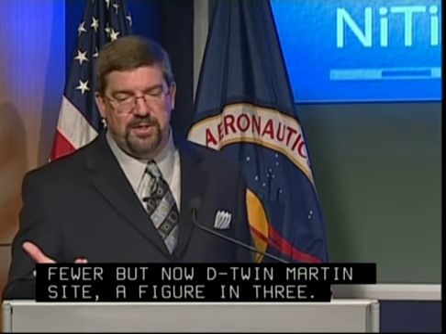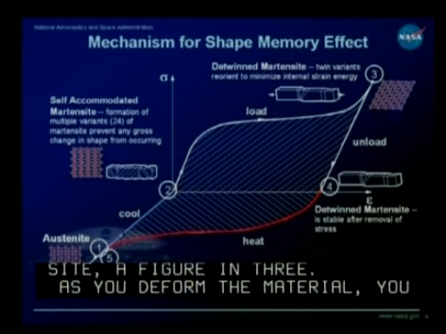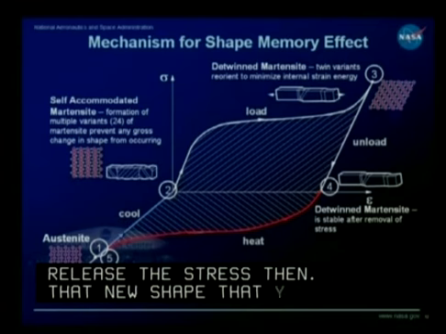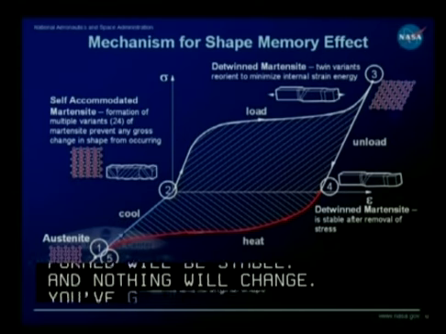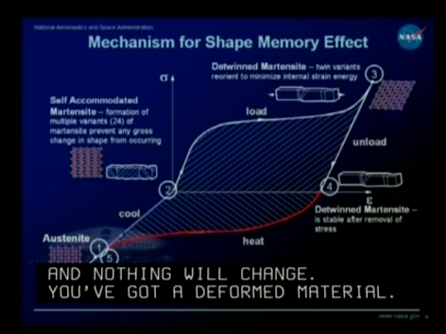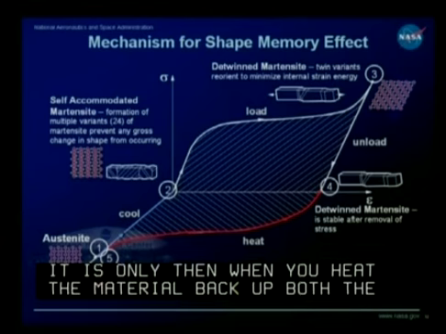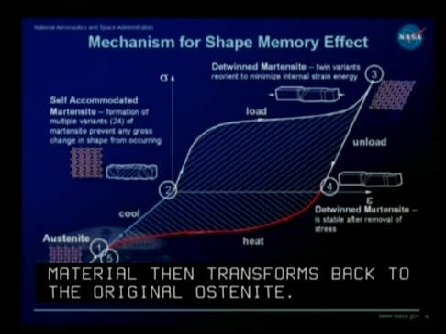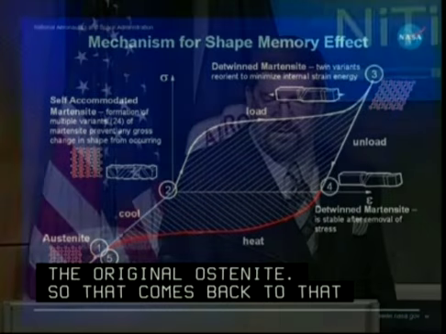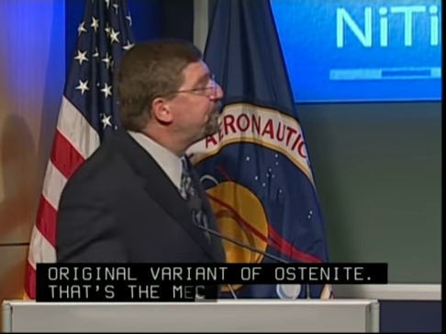So as you deform the material, you release the stress then. That new shape that you've just formed will be stable and nothing will change. You've got a deformed material. It's only when you heat the material back up that it will transform back to the original austenite, and in so doing, that de-twinned martensite comes back to that original variant of austenite. And that's really the mechanism behind the shape memory effect. If I could have the next slide, please.